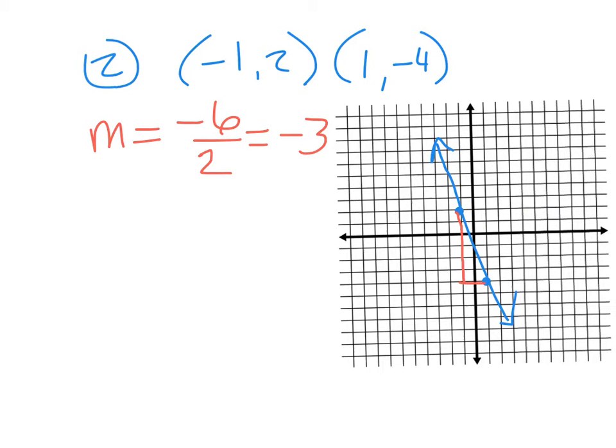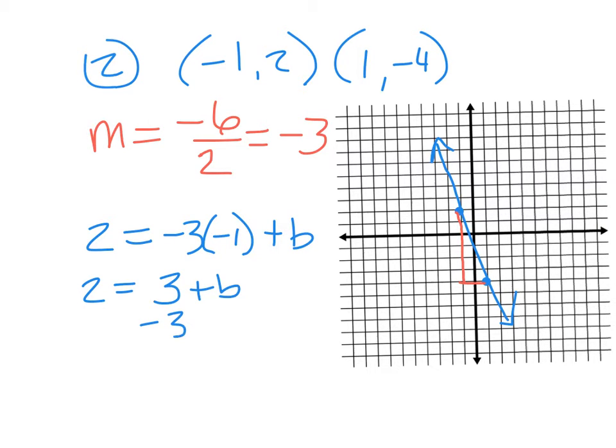All right, so now we have our slope. What x and y do we want to use? -1, 2. So 2 and -1 goes here, plus b. All right, so a -3 times a -1 gives me a positive 3. Oh, that's supposed to say plus b. So then I subtract 3. 2 minus 3 gives you a -1, which, shockingly, my line does cross at -1.